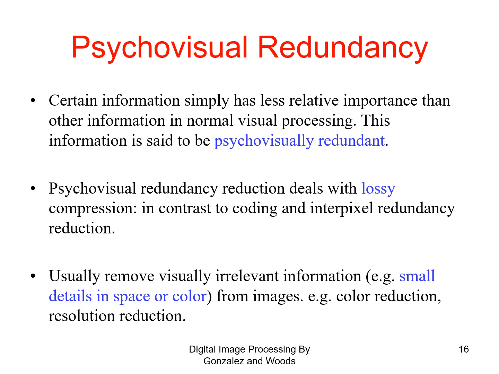Psychovisual redundancy reduction deals with lossy compression, in contrast to coding and interpixel redundancy reduction. You should always remember, if you want to develop a lossless system, you cannot include this psychovisual technique. You can include coding and interpixel redundancy removal for a lossless technique. If it is a lossy technique, then you can include psychovisual redundancy elimination. Usually we remove visually irrelevant information like small details in space or colors from images, for example color reduction or resolution reduction.